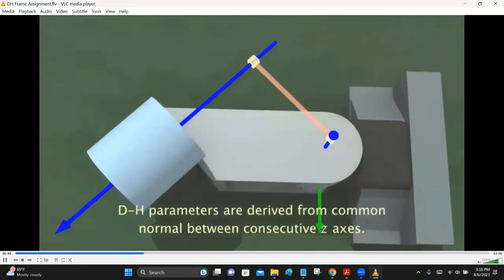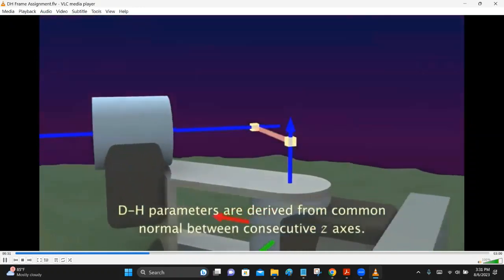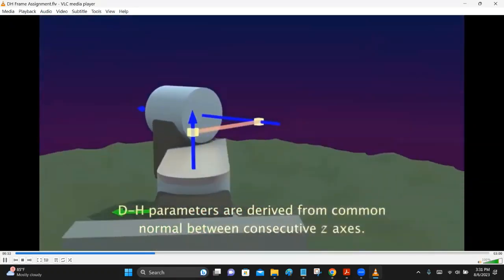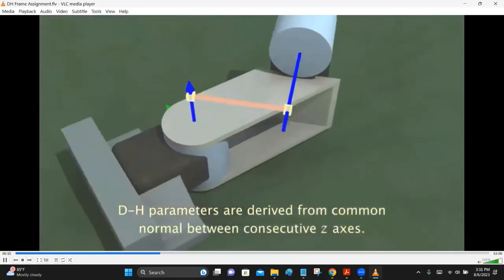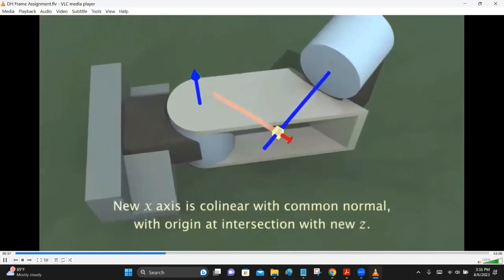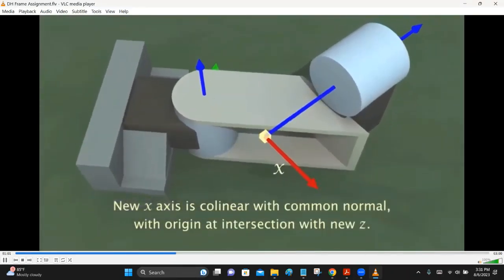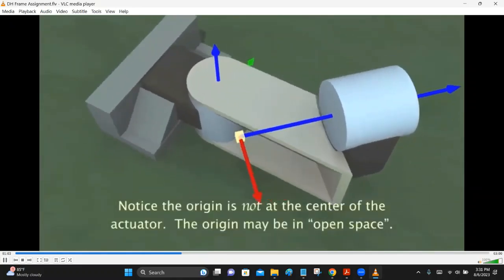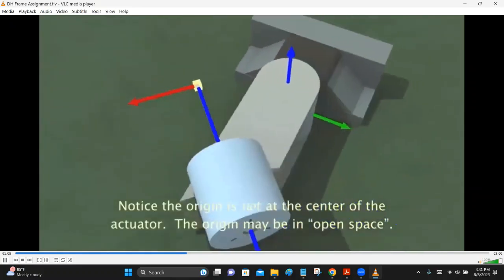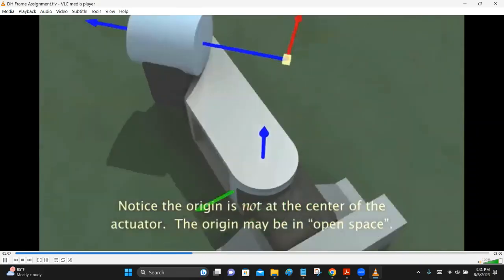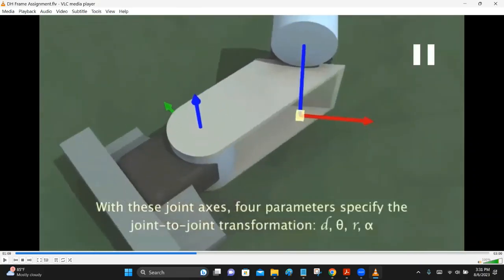The common normal is orthogonal to both vectors, and is also the shortest line between them. The new x-axis points along the common normal, and has its origin at the intersection with the new z-axis. Notice the origin is not within the physical actuator, because the DH parameters are only concerned with the motion of the links, not the physical placement.